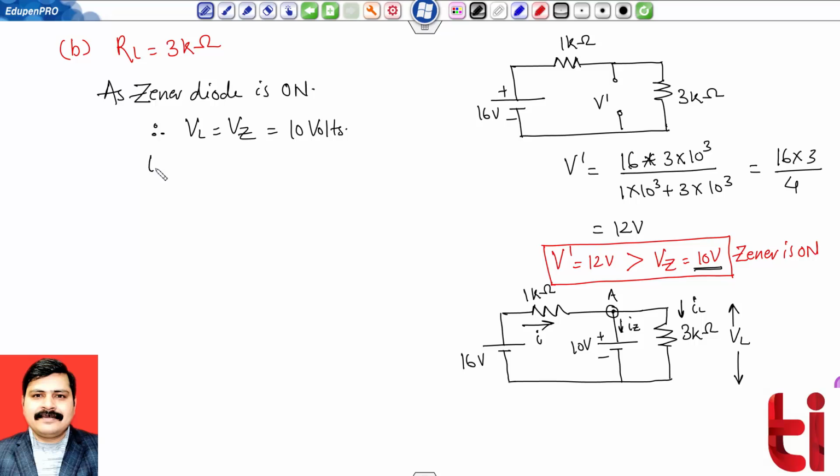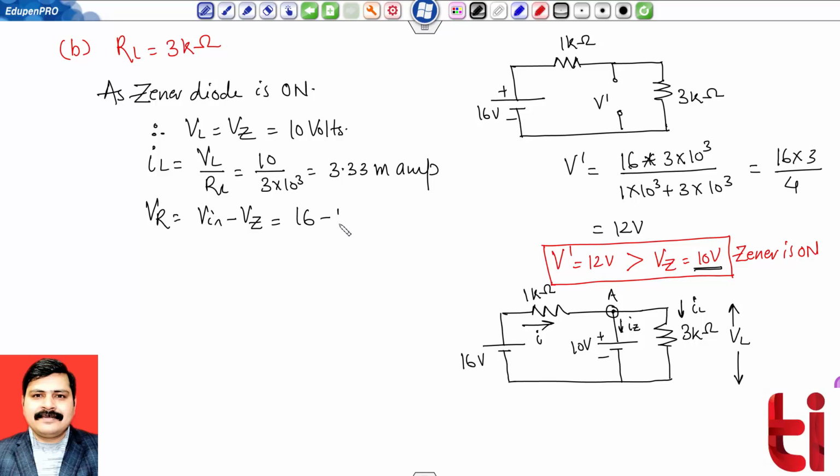So first thing is calculate IL. IL will be VL divided by RL, and now it is 10 divided by 3 into 10 raised to power 3. So it is 3.33 milliamperes. That is my IL. Now next, calculate the value of VR. So VR is simply V in minus VZ, and it is 16 minus 10. So 16 minus 10, that is 6 volt. VR will be 6 volt.